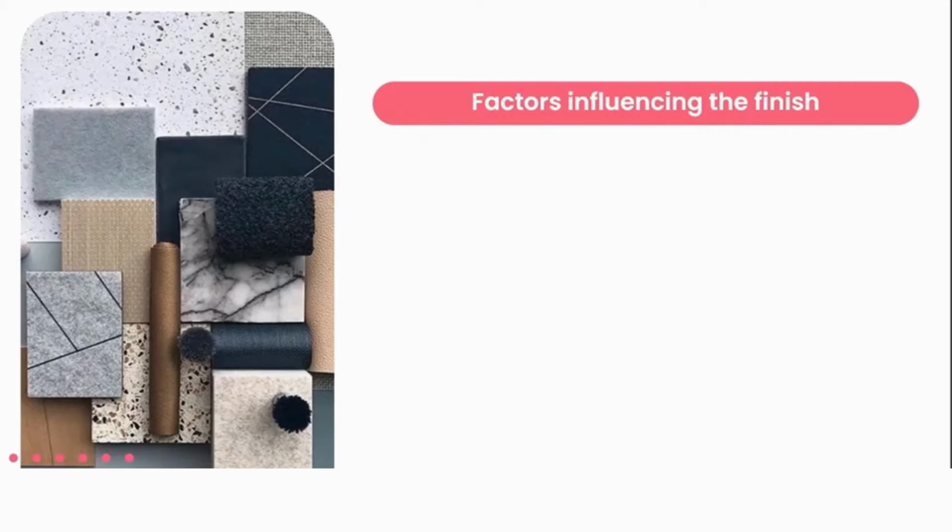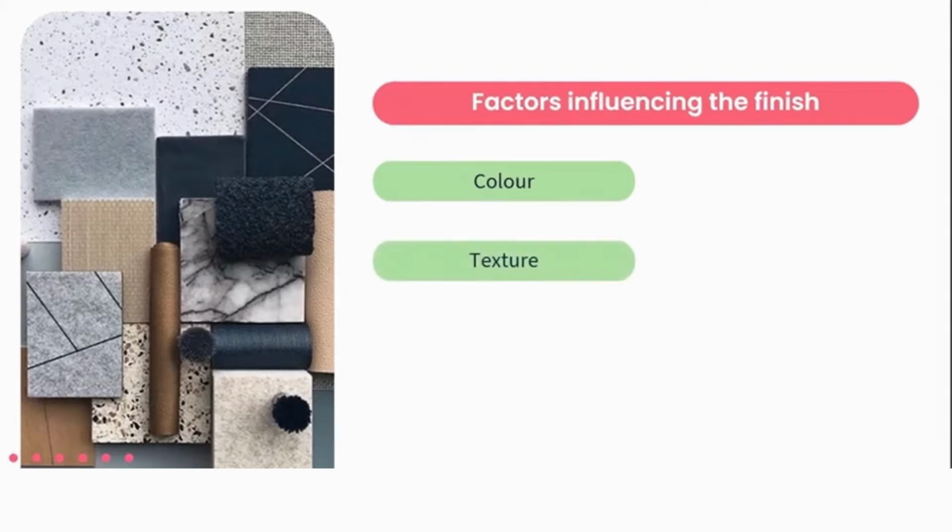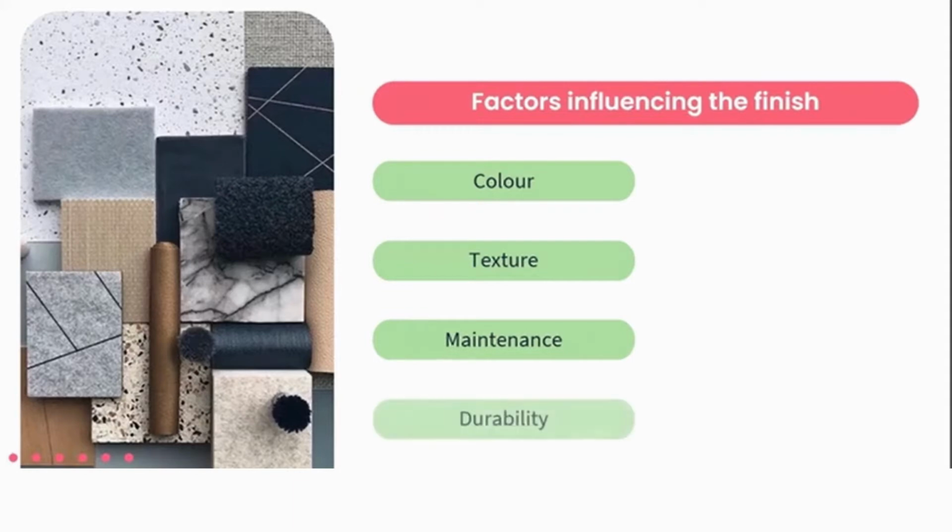The type of finishes that you choose for your project can be influenced by many factors. Some of them including color. What color are we applying to that finish, or what color is that finish? And does that finish harmonize with the rest of the finishes selected in that space? The texture. How does that finish feel to the touch? The maintenance. Now, this is quite an important one. How do we maintain that finish? Is it easy to maintain? Is it difficult? Does it require certain cleaning products? All these are important to consider when specifying that finish.